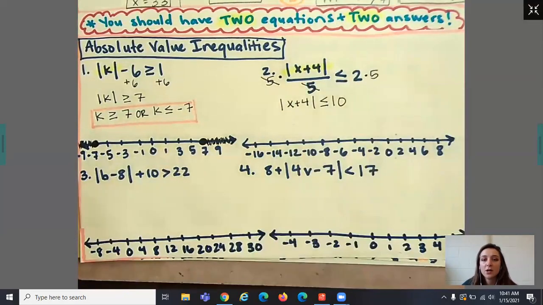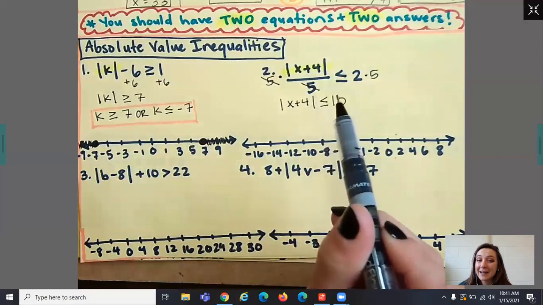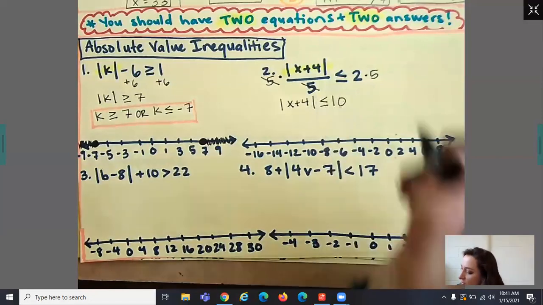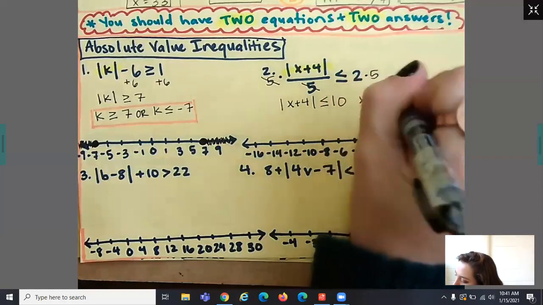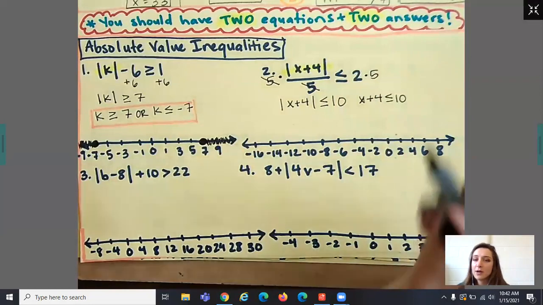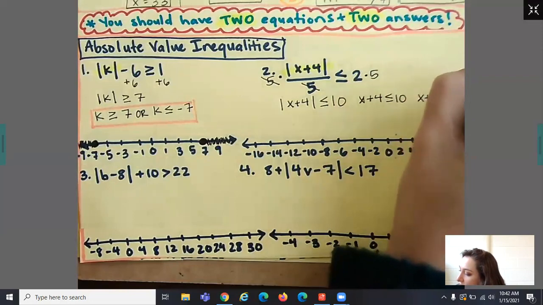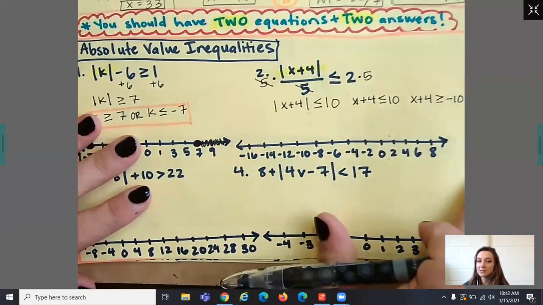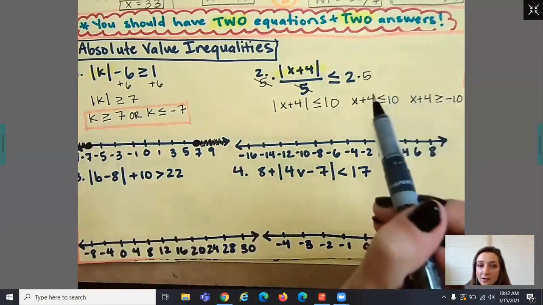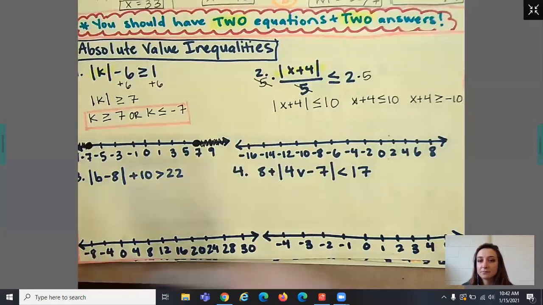I'm just going to come to this side right over here. So our very first equation is going to be dropping the absolute value signs and then solving from there. The other one is going to be dropping the absolute value signs, changing this sign, and changing the sign on the 10. So here's our first equation: x plus 4 is less than or equal to 10, the exact same equation, but just dropping the absolute value. And then our second one is going to be x plus 4 is greater than or equal to negative 10. So we do have to change both signs here, changing the inequality sign, and changing the sign from positive to negative on that side.